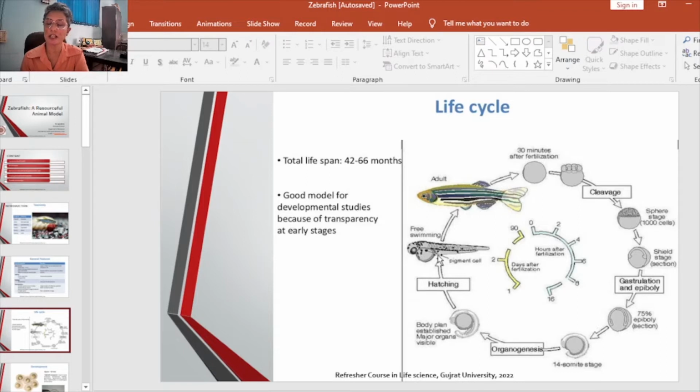After hatching, the larval form arises, and this larval form has a heartbeat as well as eye formation, and somites are there. The larval form is pre-swimming, and it becomes adult after the juvenile form. So it has a total lifespan of 42 to 66 months, and it is a good model for developmental studies because of its transparency at the early stage.